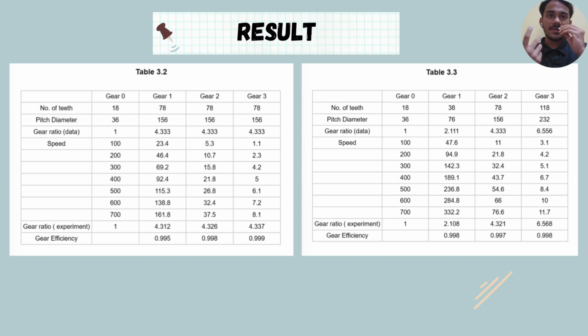The minor difference could probably be because of our mistake in taking the speed data, since there are minor differences like 3.1 and 4.2.